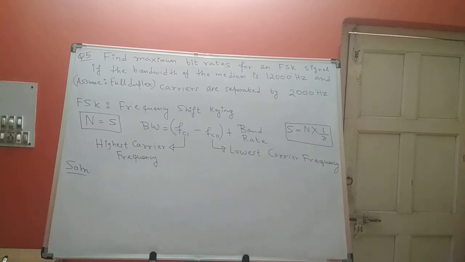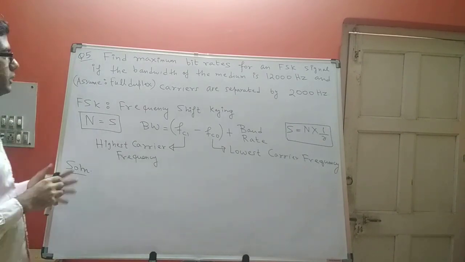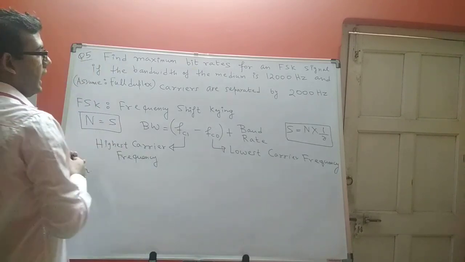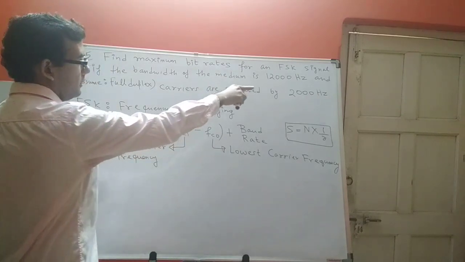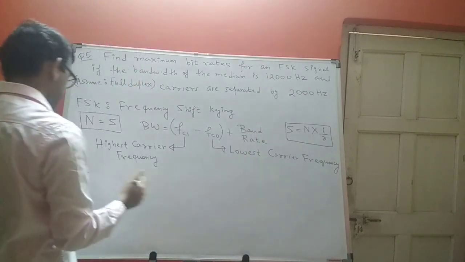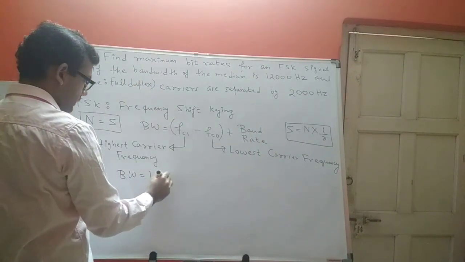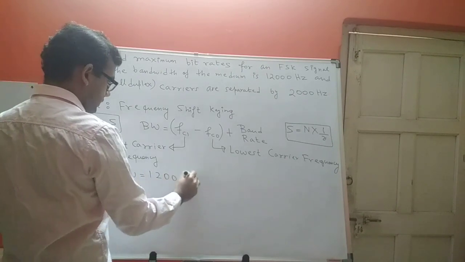So I would urge you to pause the video and copy down the question. So if you have copied down the question, here you can see what I'll do is again, I'll sum up the information that has been given. I've been given the bandwidth, and the bandwidth is 12,000 hertz. Okay, so let me write down the bandwidth. The bandwidth given to me is 12,000 hertz.